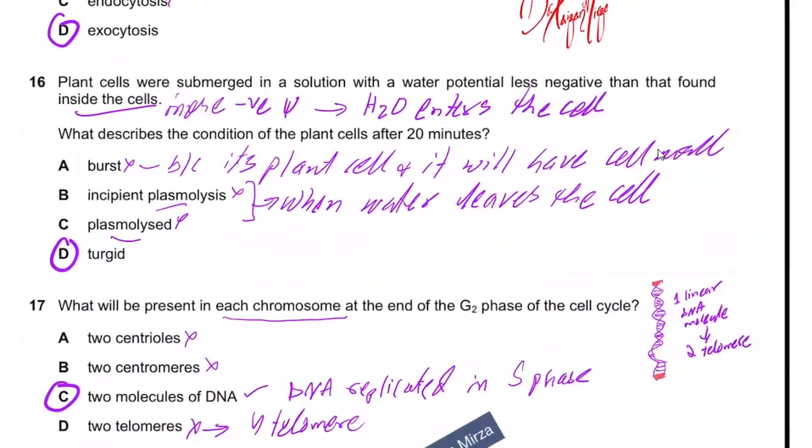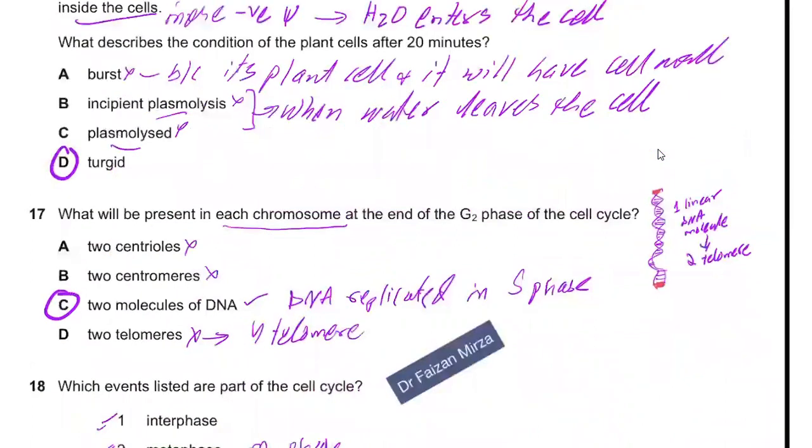Plant cells were submerged in a solution with a water potential that is less negative than that found inside the cells. What do you mean by this? Less negative than that found inside the cell. Less negative means there is more negative water potential inside the cell. So when there is more negative water potential inside the cell, water enters the cell. So when water enters the cell, can the plant cell burst? No, the plant cell cannot burst because it has a cell wall. Would plasmolysis occur? No, plasmolysis occurs when the water leaves the cell. So the only option left is turgid, and that's basically just the fact of osmosis.